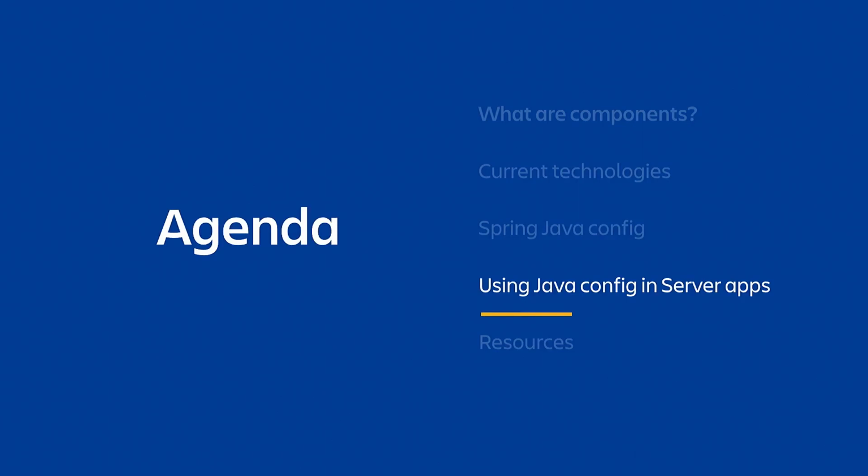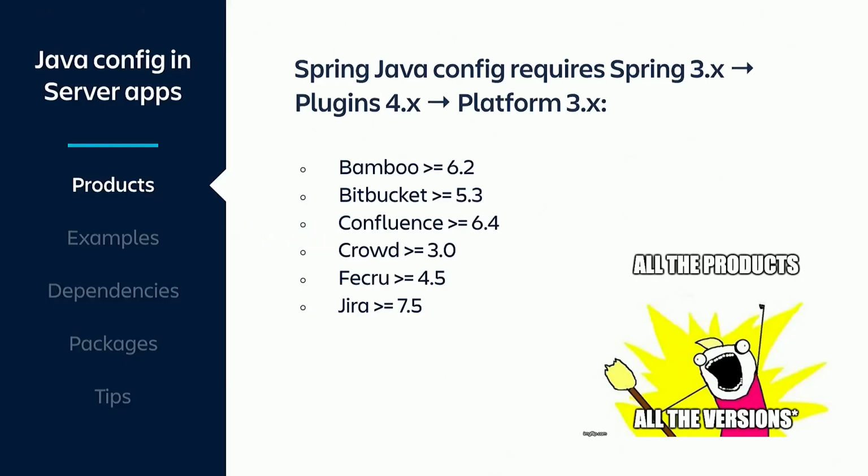Okay, so now I'm going to talk a bit about how you would actually use that as a server app developer. In terms of product support, to use Spring Java config, you need Spring 3.x. And that means you need plugins 4.x, which is built into platform 3.x or later. The good news is that every currently supported version of every server product already includes support for all of those versions. So you can use Spring Java config today in your server app, no matter what product it's for or what version it's for.